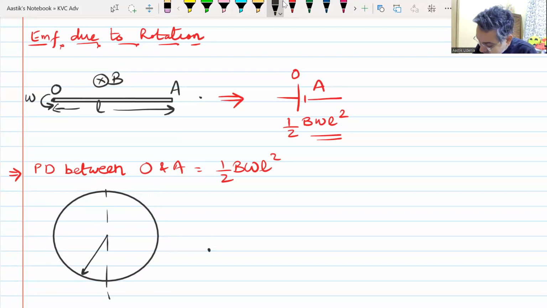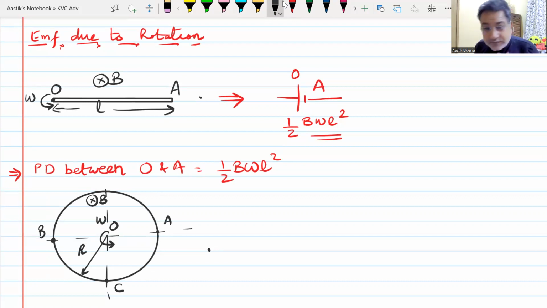This is a ring rotating with an angular velocity omega. The magnetic field is inside. This is point A here, this is point B here, and this is point C here. This ring is rotating with an angular velocity omega. The radius of this ring is R.